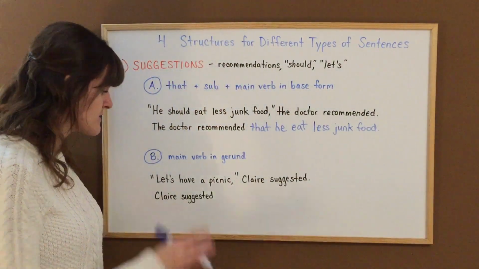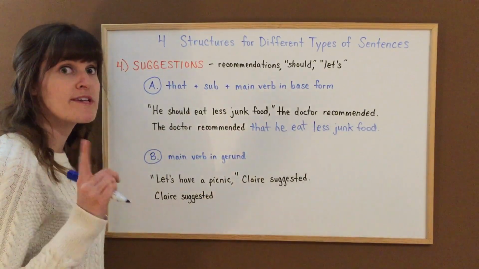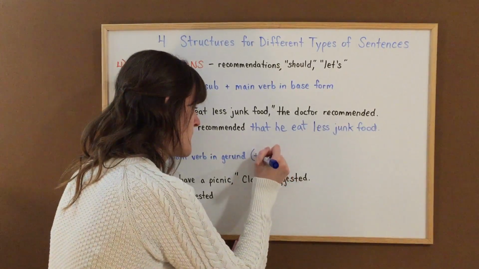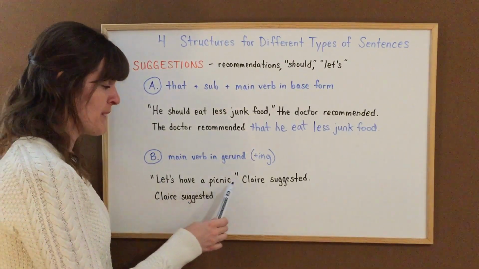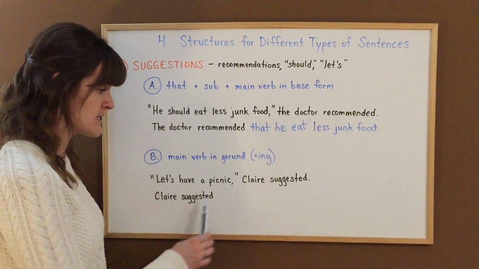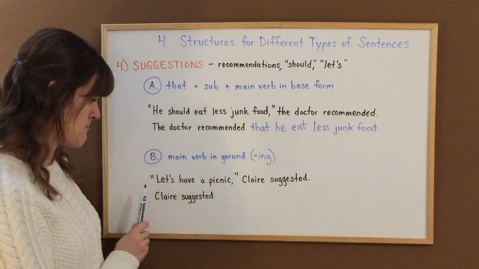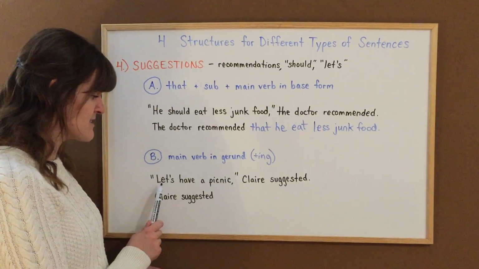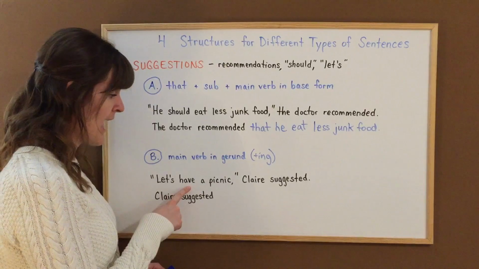Okay, and the last one here, the second structure, is simply the main verb in the gerund. What is the gerund? ing. We'll write this here for those of you who don't remember what that is. The gerund is the verb with ing. Let's look at the example. Let's have a picnic, Claire suggested. Claire suggested, let's look in the sentence for the main verb, and we're going to put it in the gerund with ing. What's the main verb? Let's. What is let's? Let's is short for let us. Vamos a.